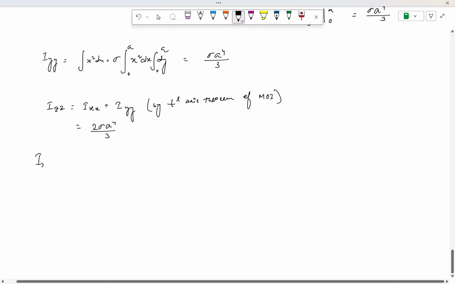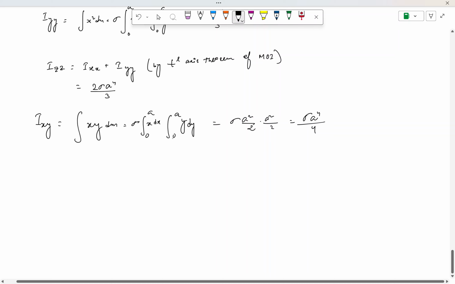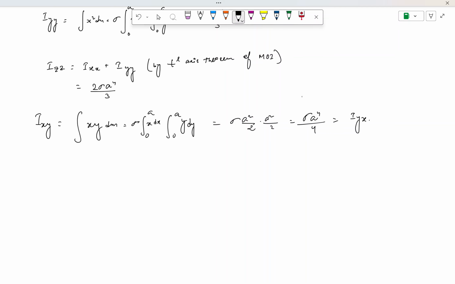Now what are the mixed terms? Ixy will have x times y dm, which is sigma x dx from 0 to a, and y dy from 0 to a, which is sigma a squared by 2 into a squared by 2, which is sigma a to the power of 4 by 4. Because I told you that Ixy and Iyx will be symmetric, because this is just a product. The product does not matter whether you take x first or y first. These are the same, so this value is the same.